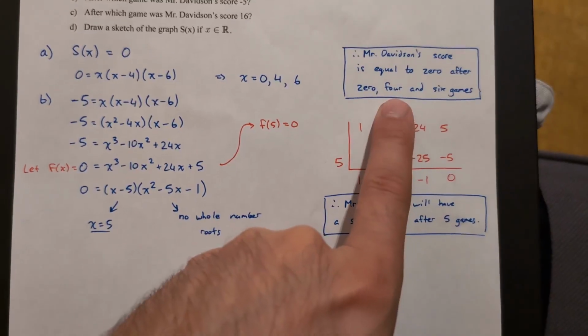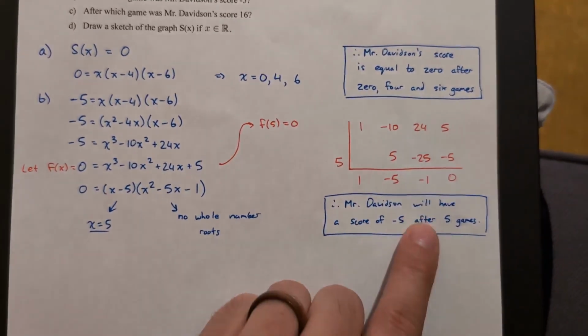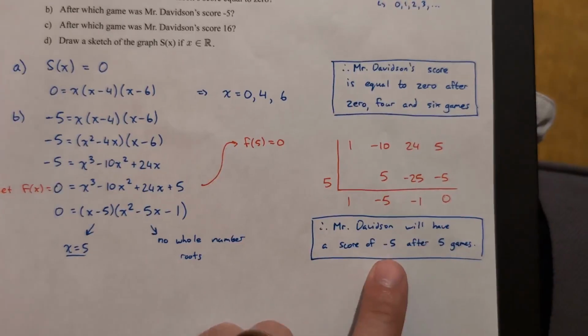So it looks like, yeah, game 4, I'm going to have a score of 0, game 6 of 0, and game 5, I don't know what happened. I'm in the negatives here.